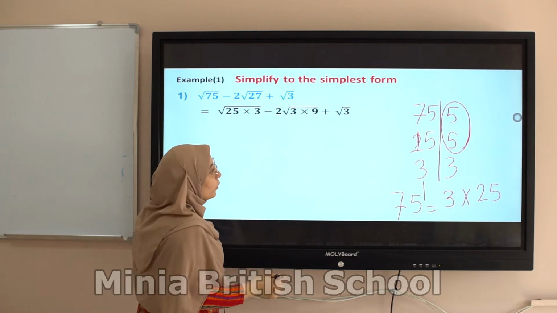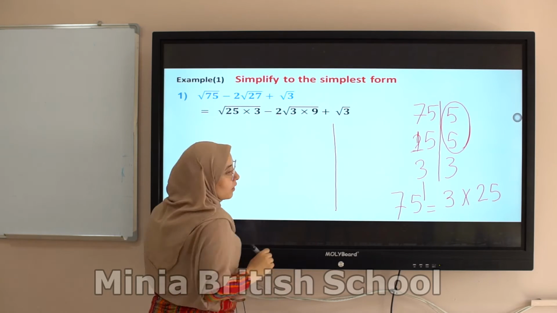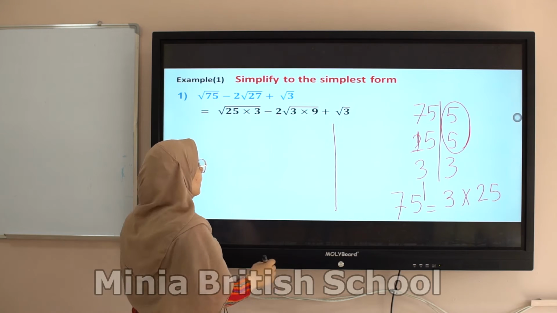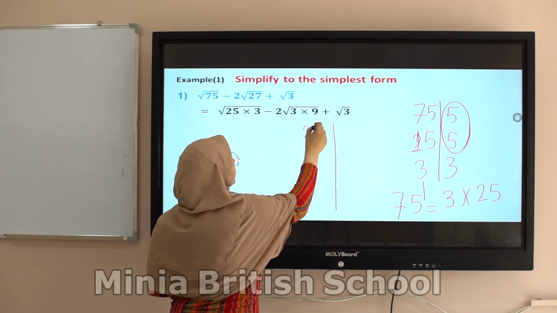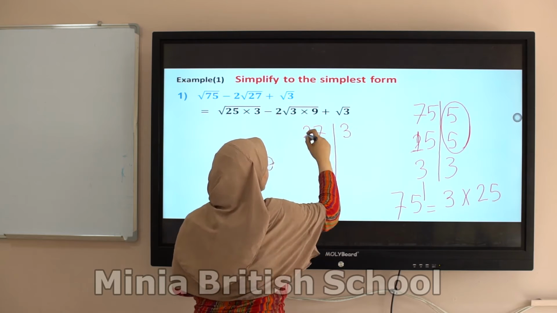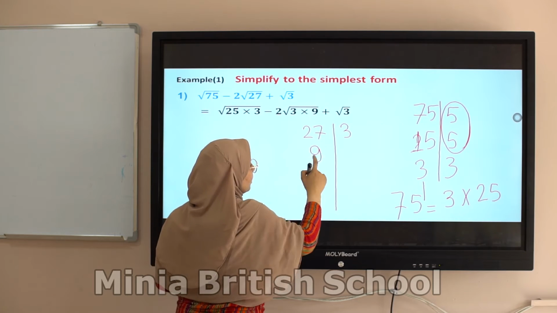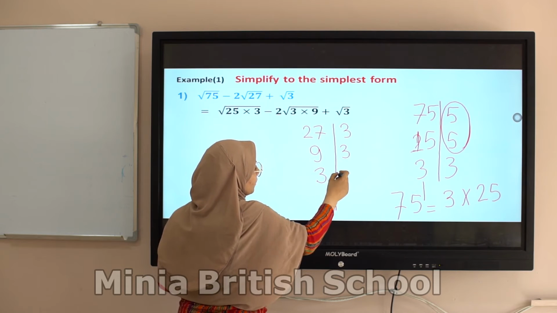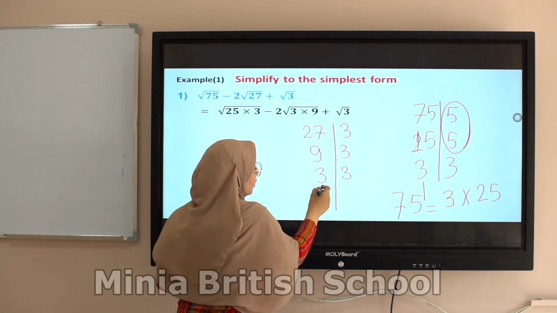I will factorize 27 into its prime factors. 27, yes, divisible by 3. So 27 divided by 3 equals 9. 9 divisible by 3 equals 3. Also 3 divisible by 3, so 3 divided by 3 equals 1.